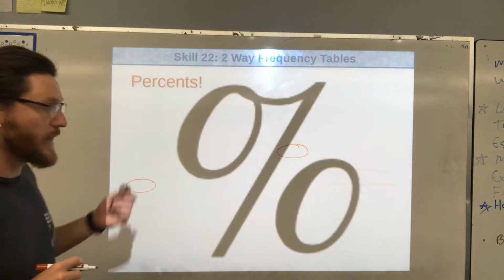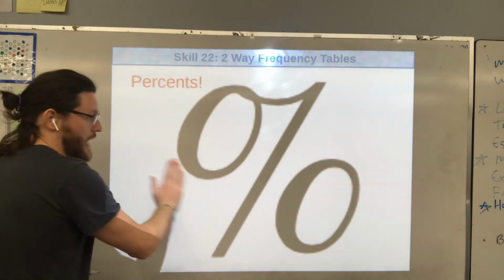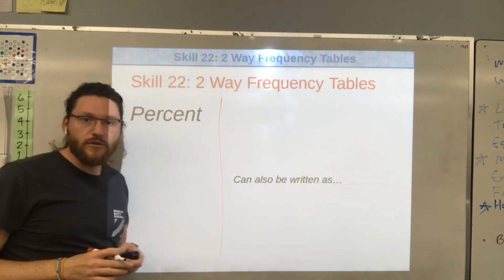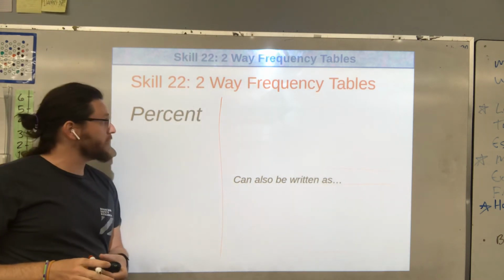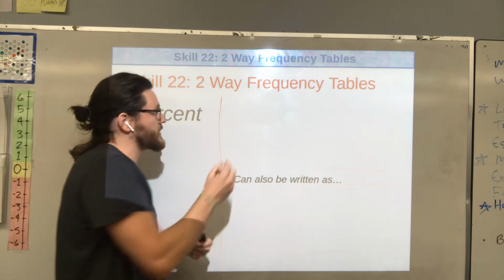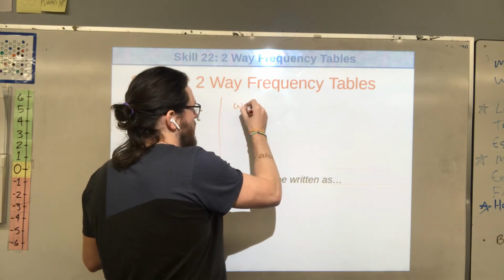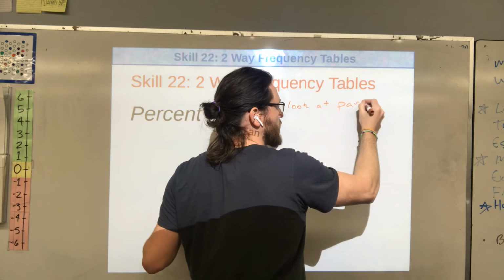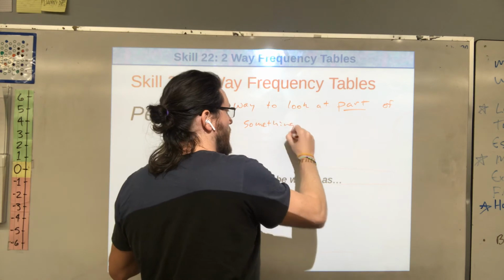So at this point, like I said, we are focusing today and tomorrow all on percentages. So in your book, I need to see this written in, okay? I need a new entry in your table of contents. I need a new page. We're on skill 22, two-way frequency tables. On the left-hand side, I need percent, okay? And then on the right-hand side, percent is a way to look at part of something.